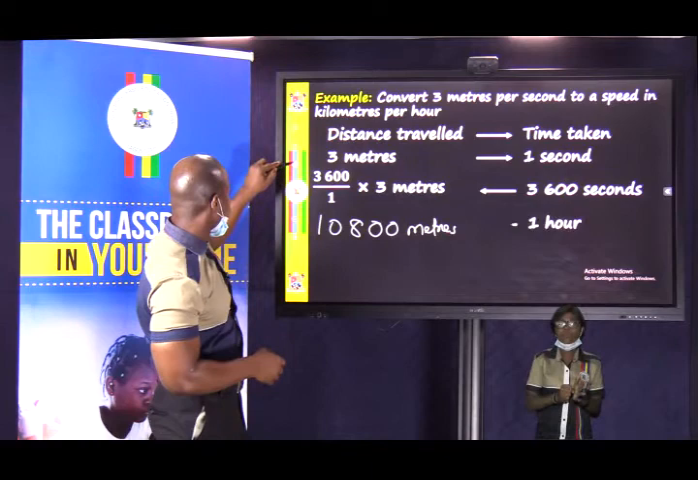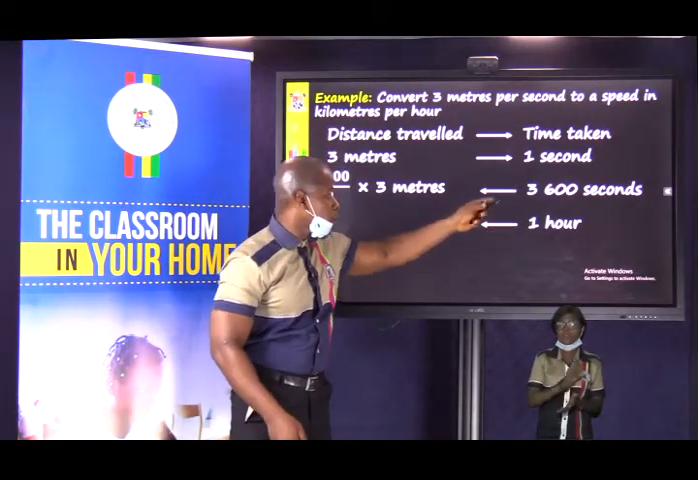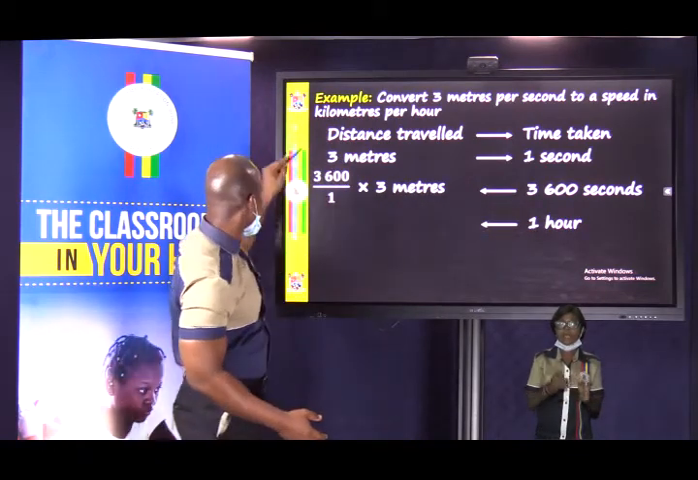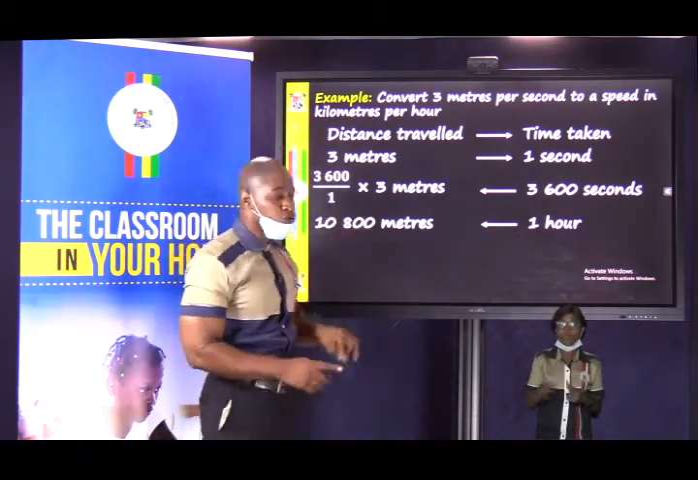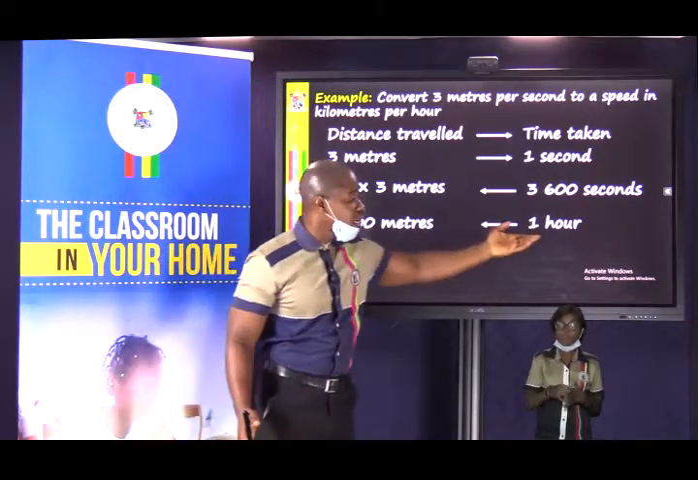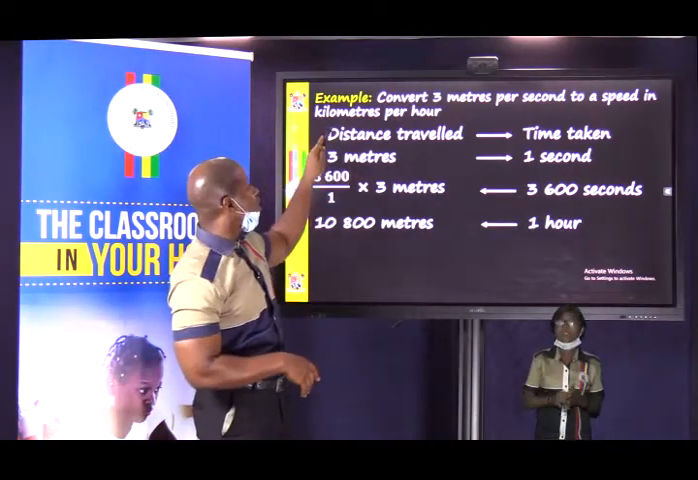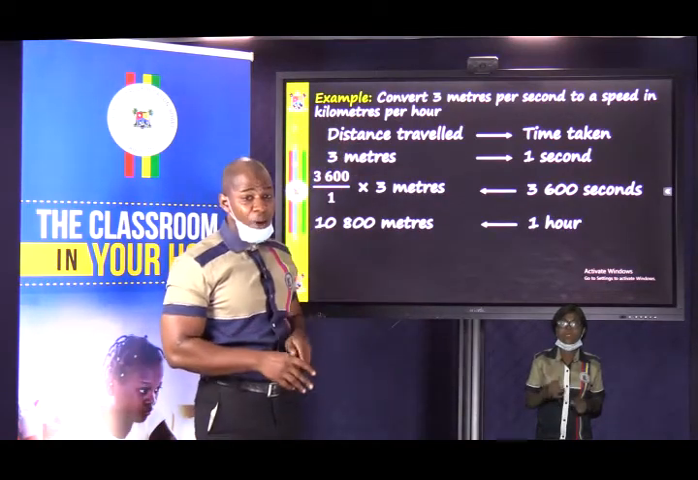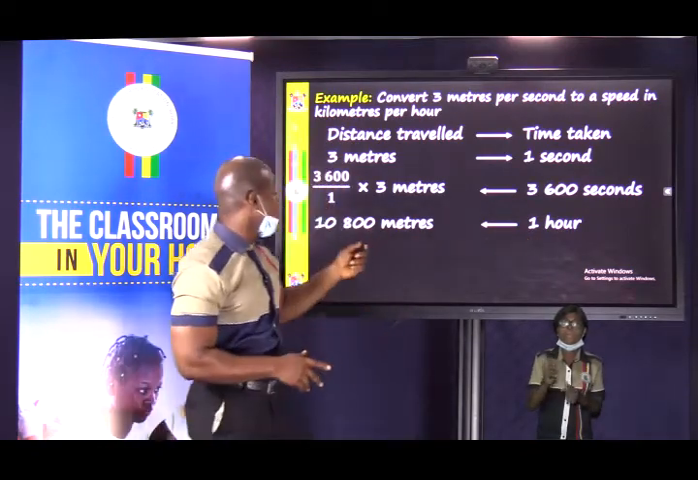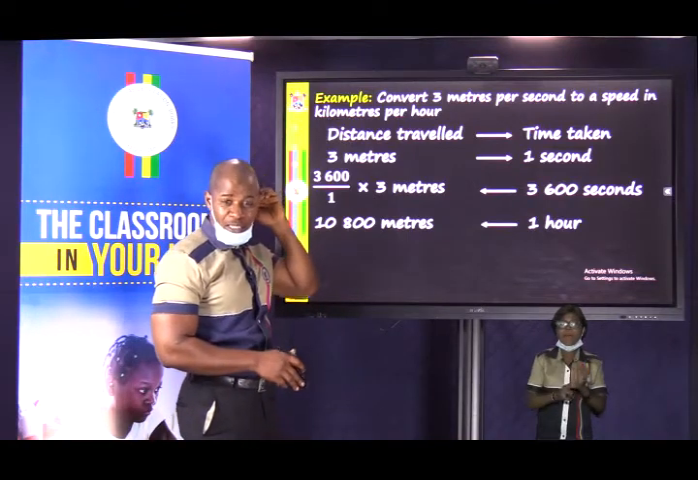So observe. 3,600 seconds is the same thing as 1 hour. So I've just changed this. I did not increase or decrease it. I will resolve this. We got 10,800 meters. So ordinarily we should say, oh, we're done. We already know the distance traveled in 1 hour. But we are not done. The question says change it to kilometers per hour. But what we have is meters per hour. So we have to change this 10,800 meters to kilometers.